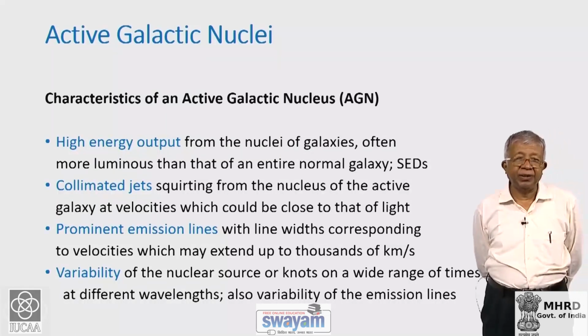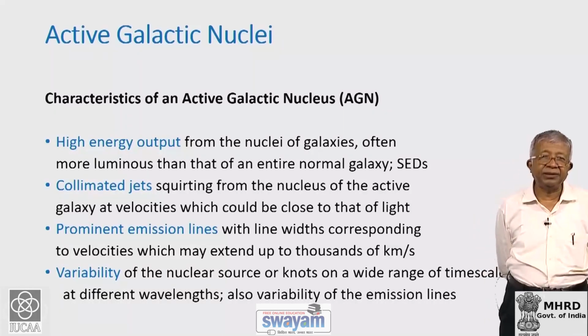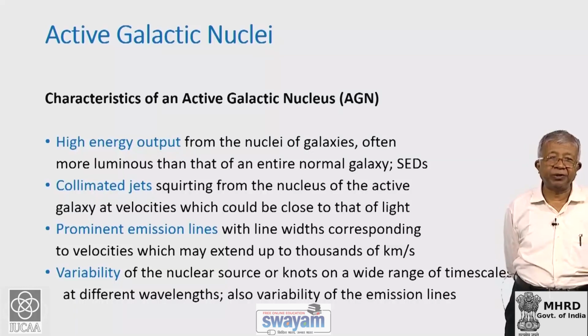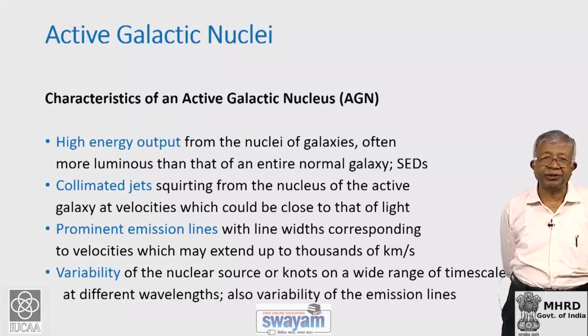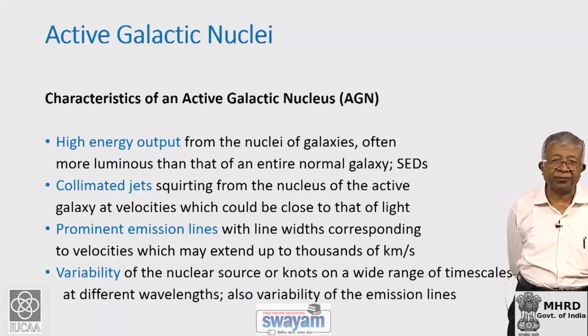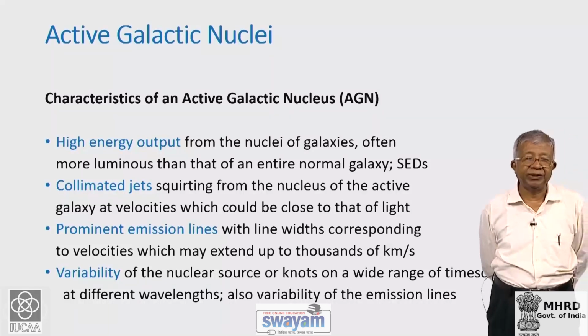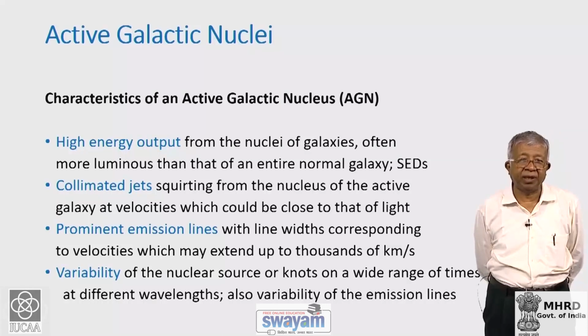In these active galactic nuclei, you often also see prominent emission lines, and emission lines whose widths could correspond to velocities which may extend up to thousands of kilometers per second. These lines are broadened because the clouds of gas which are emitting these emission lines are moving at very high velocities. And high velocities means their motions are governed by objects which are very massive. And you can use these properties to also put constraints on the mass of the central object which are governing the motions of these line emitting clouds.